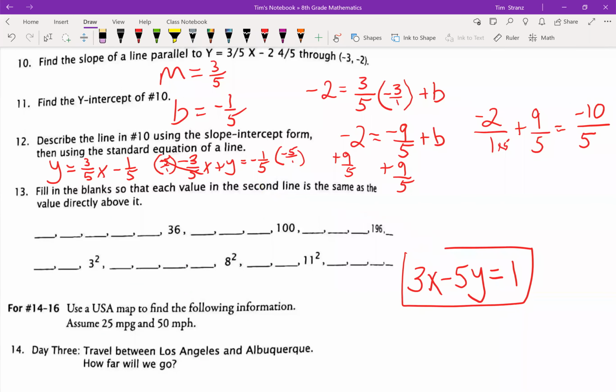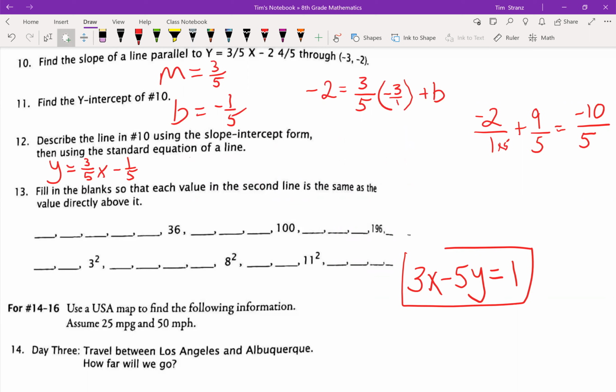Okay, I'm going to erase this here. I'm going to erase this here. Erase some of this stuff here. I'm going to move this up here. Let's try that again.